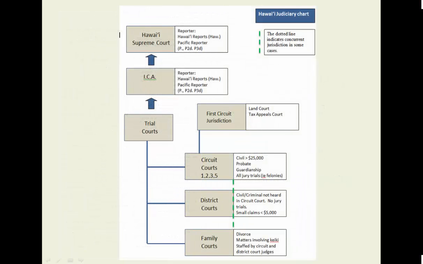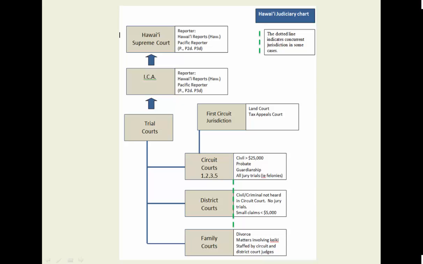We've looked at the line of appeal in Hawaii and at the federal level already, but let's review it quickly to refresh your memory and talk about where the cases are reported. Here is a chart of the Hawaii judicial system. In many state and local jurisdictions, the cases are not reported at the trial level. And this is true in Hawaii.